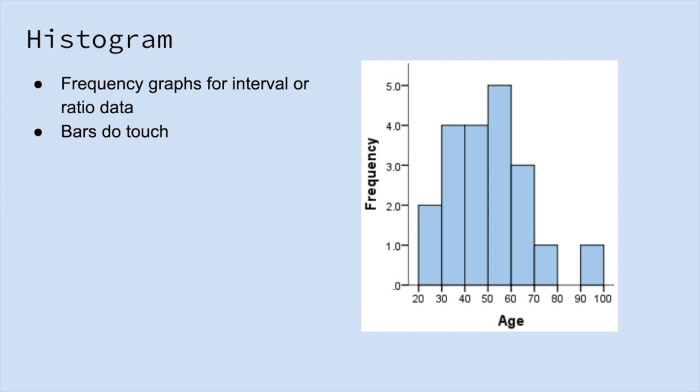Next, we have histograms. A histogram is a frequency graph for interval or ratio data. A histogram looks almost the same as a bar graph, except here the bars do touch. This is because the data is continuous, and we show this through the continuity of the bars.